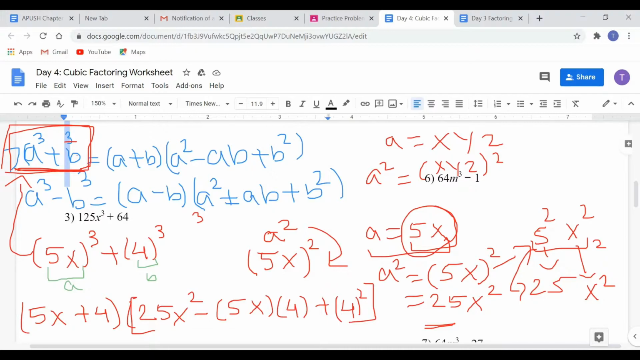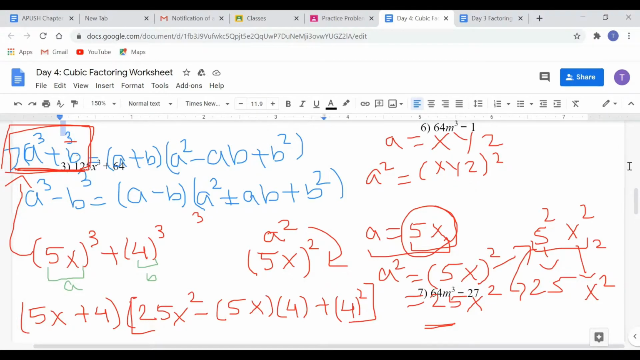Okay, we reached that part. Now we're supposed to simplify, okay? If you want to simplify, it should have been 5x plus 4, and 25x squared minus 5x times 4 is 20x, plus 4 squared is 16, and that is your final answer.